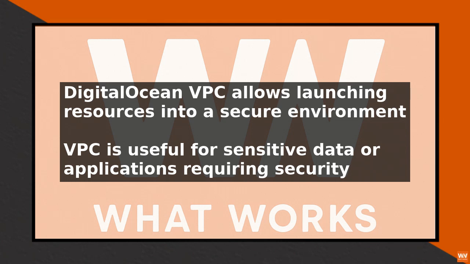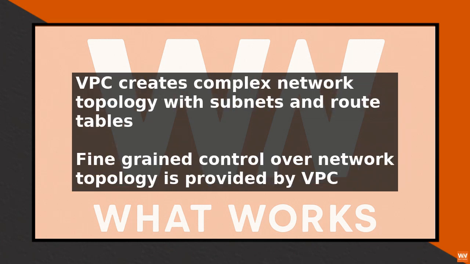Another scenario where you should use a VPC is when you need to create a complex network topology. A VPC allows you to create multiple subnets, route tables, and security groups, giving you fine-grained control over your network topology. This is particularly useful when you are working with large-scale applications that require a complex network architecture.